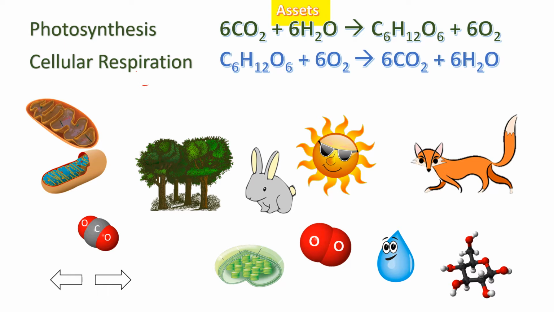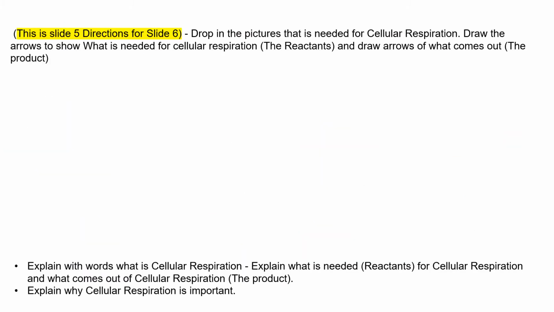And you're going to need to do the same thing. So the chemical formula. And these are mitochondria. So you're going to do the same thing as you did with slide 4, but this time you're going to move into slide 6. You're going to drop in the pictures that are needed for cellular respiration. Draw the arrow to show what is needed for cellular respiration, the reactants, and draw arrows of what comes out, the product.